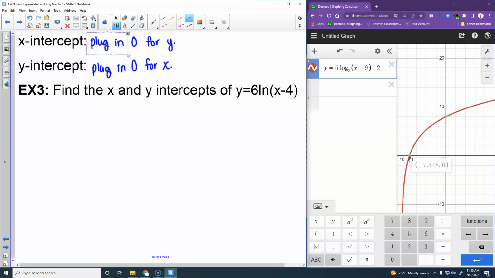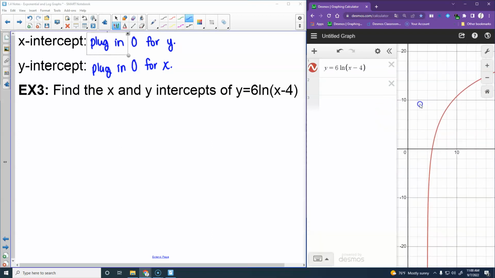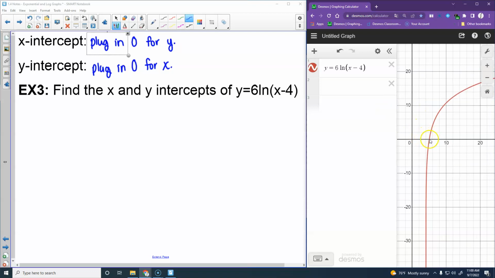Okay, so let's do this one. I'm going to type it in. We'll look at the graph and then we'll see how we can do it also. So 6 natural log of x minus 4 here. All right. Okay, so for X-intercepts, I can tell that I should get 5, right?